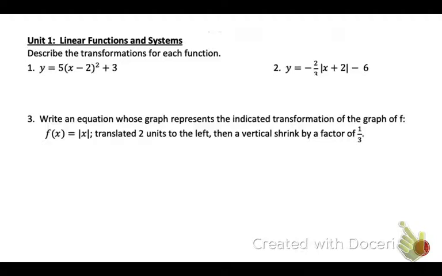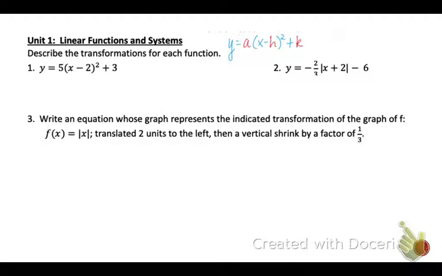The first thing to remember is our 3 parameters of a, h, and k. And I'm going to show them written in a quadratic equation. So the 3 numbers that will shift where the graph of the function is are a, h, and k. So for a quadratic, it's y equals a times parentheses x minus h squared plus k.